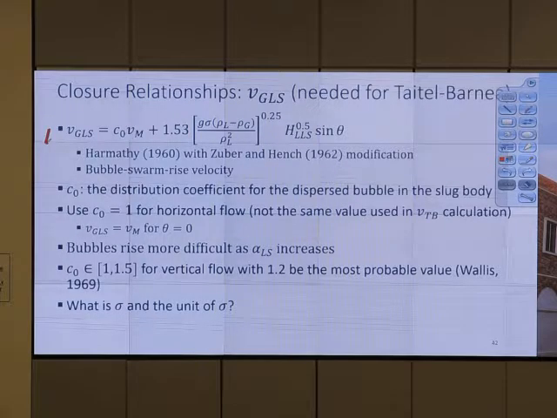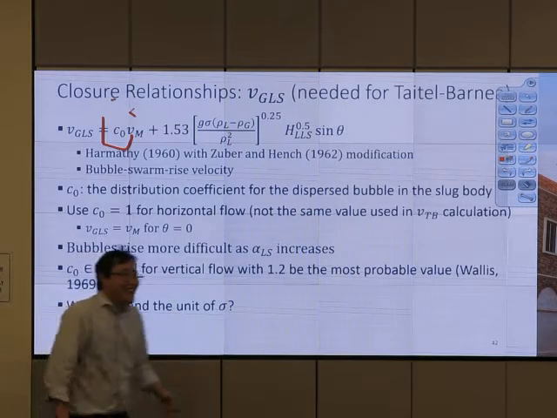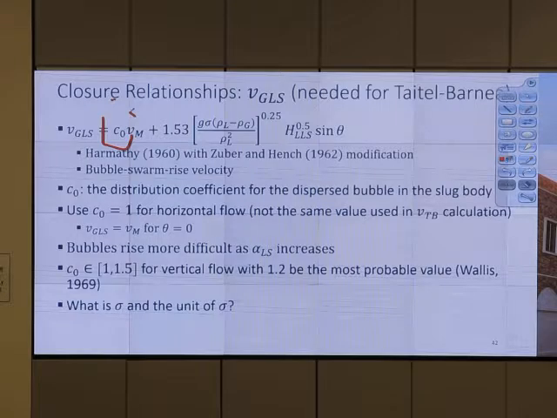120? 110? What is the value of C0 for turbulent flow, horizontal? 1? What is the value of C0 in that equation? 1.2? Yeah. 1.2? Are you positive? Okay. 110, right? 110.